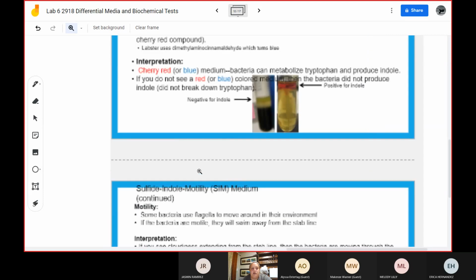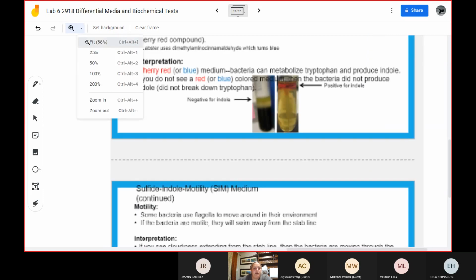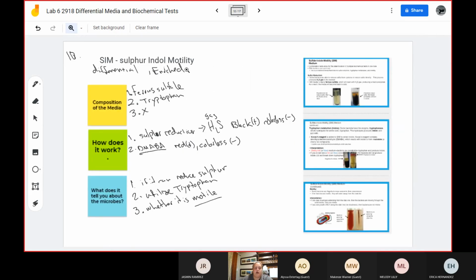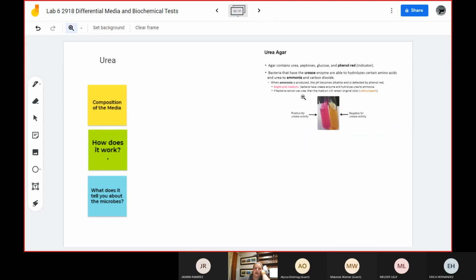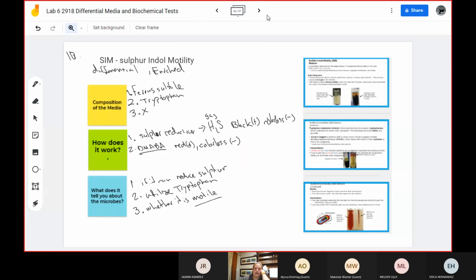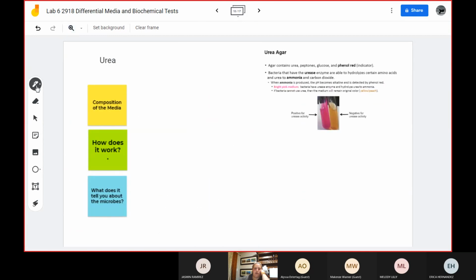So there are 3 different things to assess whenever you're reading something in SIM agar. So it's pretty useful. It's a pretty useful agar. I think that was number 10. The last 2 are pretty simple overall.